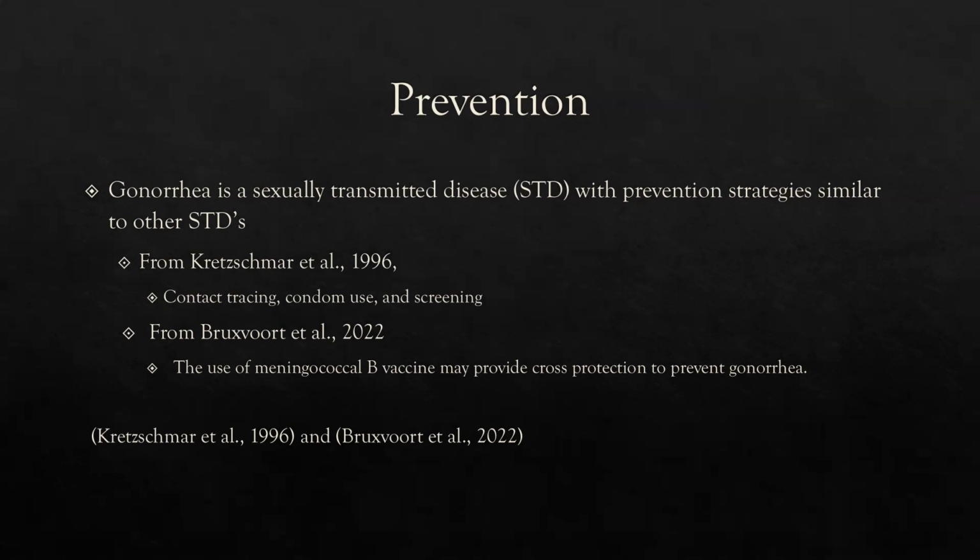So continuing on, from Brooks-Vort 2022, we did see that the use of the meningococcal B vaccine can also have cross protection to prevent gonorrhea. What this research found was that there was cross protection for both meningitis B and gonorrhea. So for preventing this sexually transmitted infection, the main prospects are condom use and screening, but then we also have vaccines like the meningococcal B vaccine that can also prevent it.